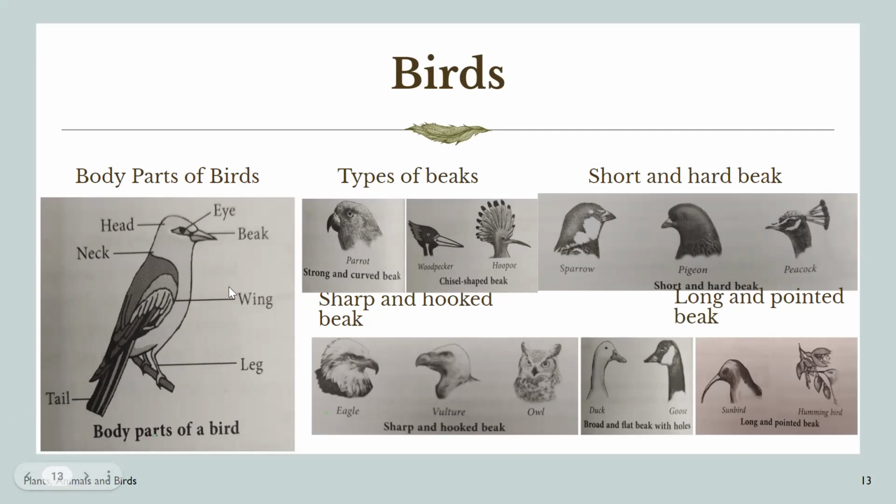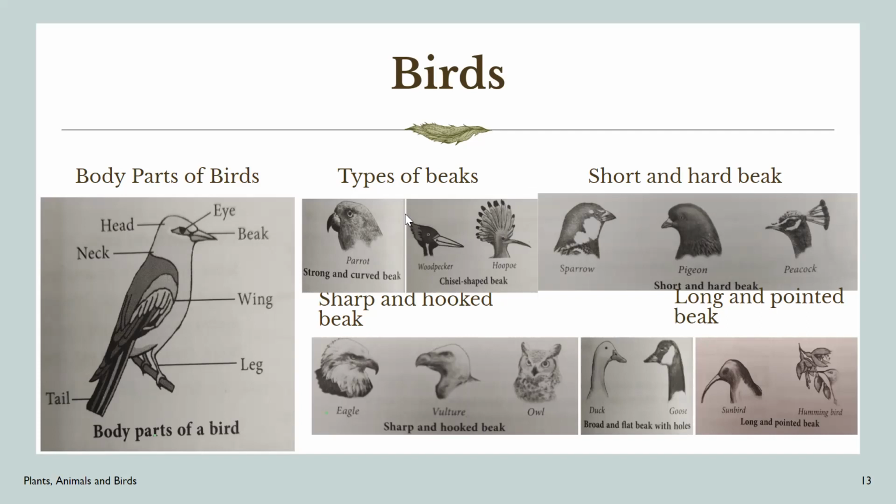Now, there might be some types of questions, and we will come across them when we solve the questions. There was one question like, what type of beak does a duck have? You see in this figure also, a duck has a broad and flat beak with holes. With holes, they breathe. That is why we should know the types of beaks. What all types of beaks does a bird have? We need to know because these types of questions come in your exam.